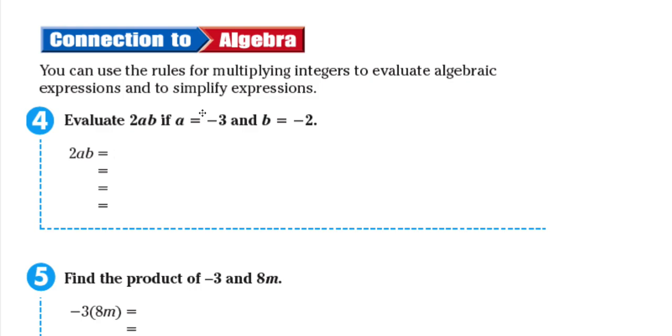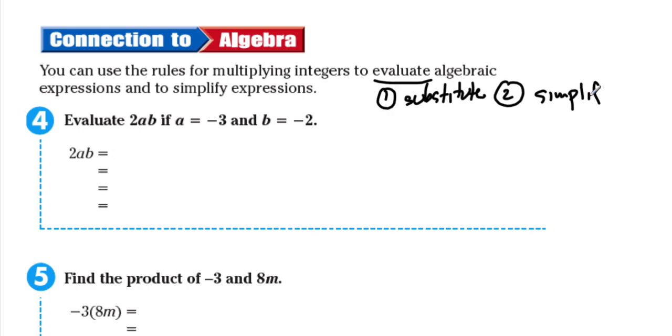The next example, let's connect this to algebra. You can use the rules for multiplying integers to evaluate algebraic expressions and to simplify expressions. Remember, when we say evaluate, there are two things that we need to consider. Evaluate means to find the value of, and the two things would be to substitute, and number two, simplify. So two things to consider when you see the word evaluate.